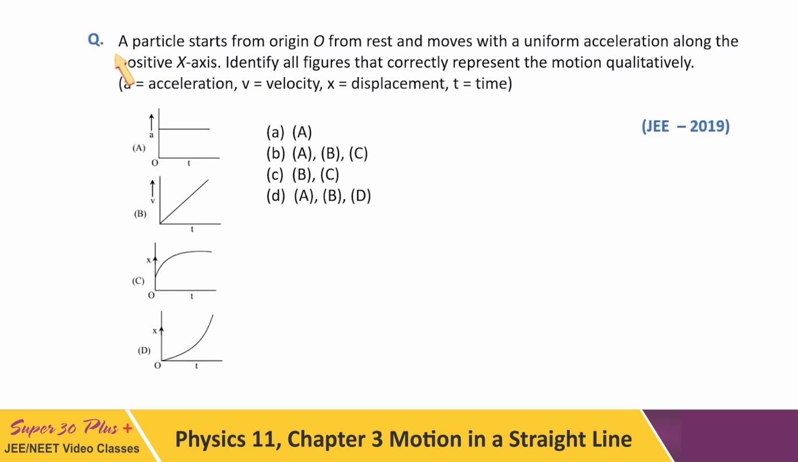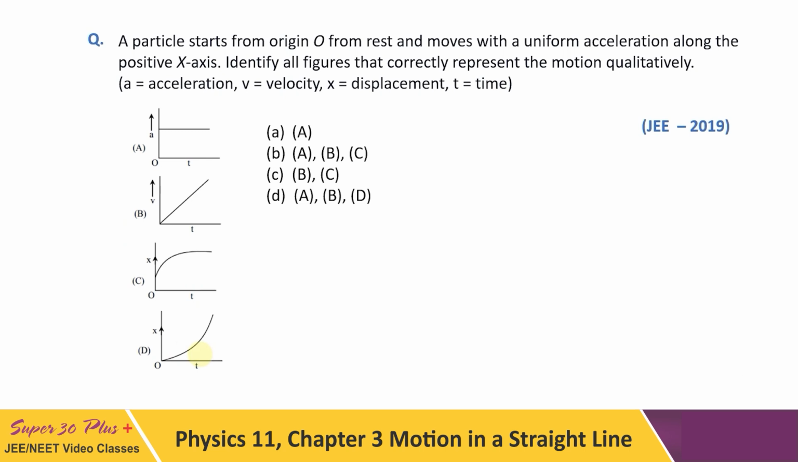The next one is: a particle starts from origin O from rest and moves with a uniform acceleration along the positive x-axis. Identify all figures that correctly represent the motion qualitatively. A is representing acceleration, V velocity, x displacement, and t time. So we have to analyze all the 4 graphs here. One is for acceleration, next one is for velocity, third and fourth both are for position. Okay, so let us start from the first option.